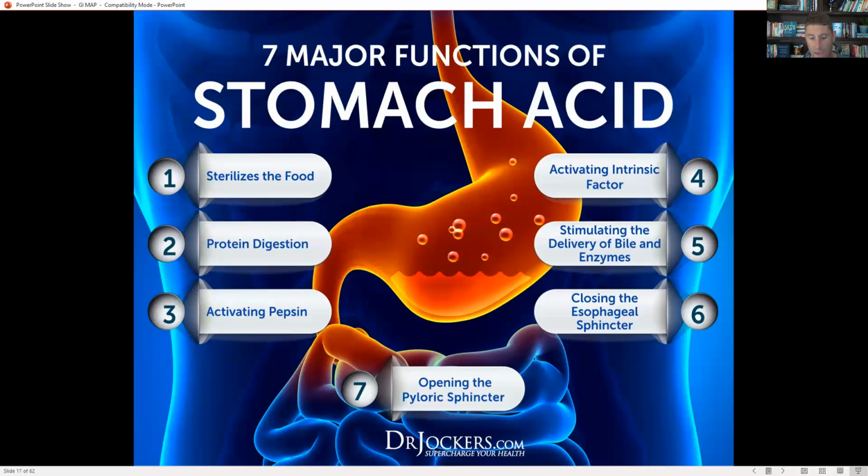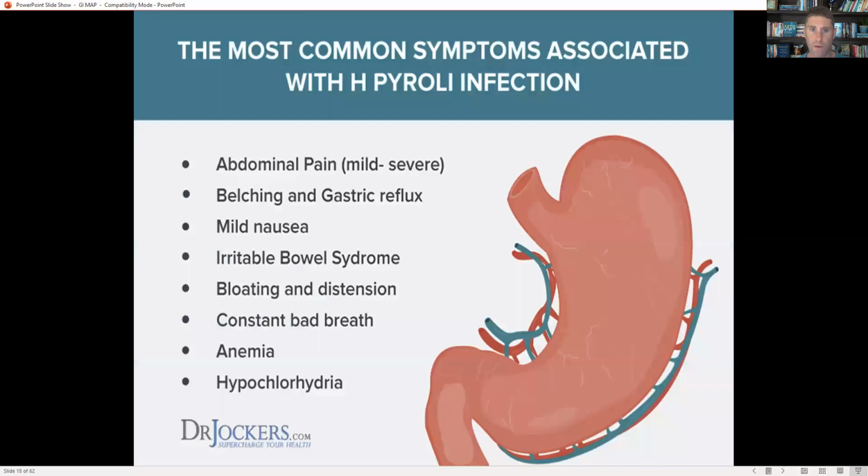And so people end up taking acid blockers. They take Tums and Nexium and different things like this, which are PPIs that block the ability to produce stomach acid. So they don't have the heartburn, but now they're further diminishing the amount of stomach acid. So they're not digesting their food effectively.